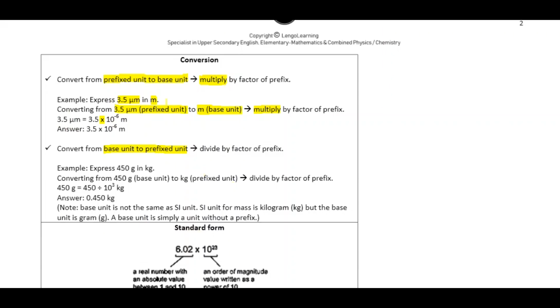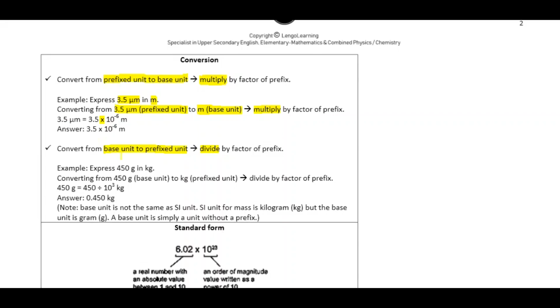On the other hand, if we want to do the other way around, converting base unit to prefix unit, we just divide. If micrometers to meters is a multiplication, then meters to micrometers, base unit to prefix unit, instead of multiplying, I will do the reverse. I will divide. Logically it is just doing the reverse. If I'm converting prefix unit to base unit, I multiply. If I'm doing the reverse, base unit to prefix unit, I divide.